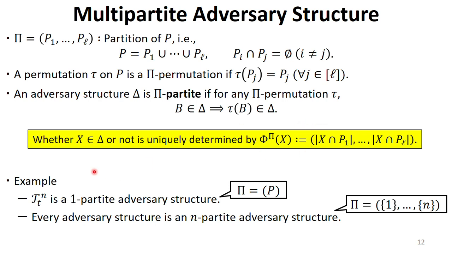So, for example, threshold adversary structures are one-partite with respect to this trivial partition. And in addition, every adversary structure can be viewed as an n-partite adversary structure with respect to this partition.